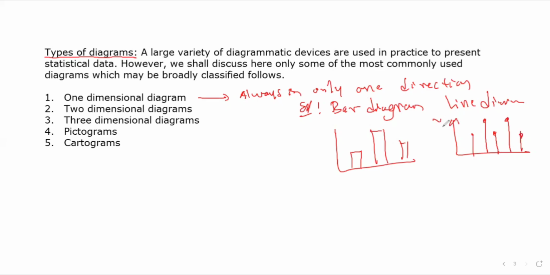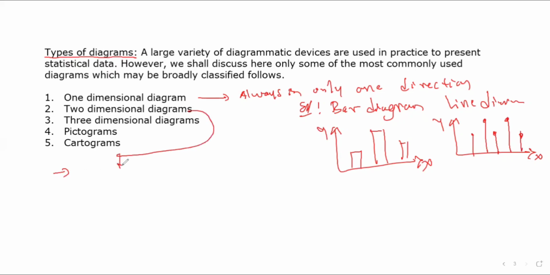Here we have the usual basic x-axis and y-axis, and here also x-axis and y-axis. Whenever the data is represented with the help of bars, that is a bar diagram. And whenever the data is represented with the help of lines, that is a line diagram. So these are the different kinds of one-dimensional diagrams. Next is two-dimensional diagrams. What do we mean by two-dimensional diagrams? They have two directions.